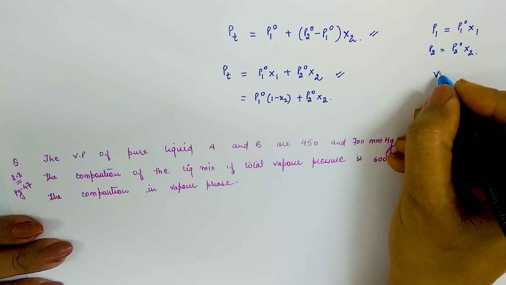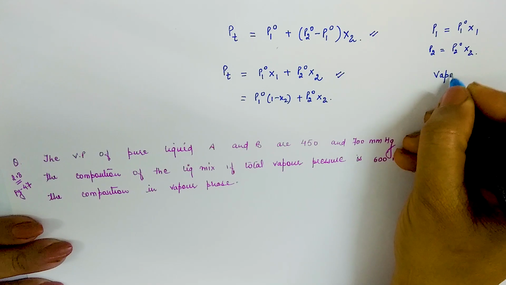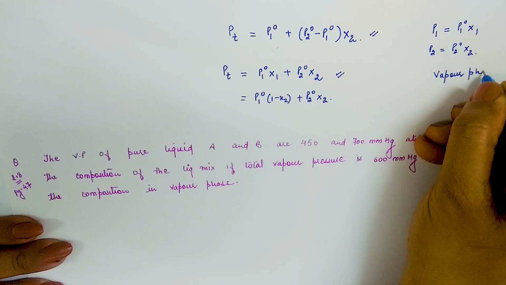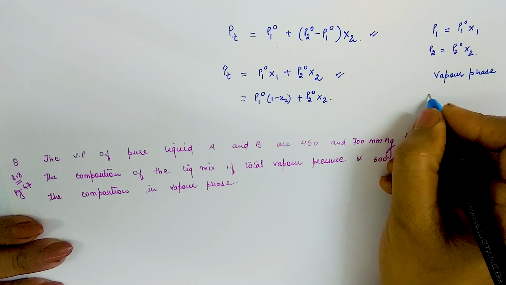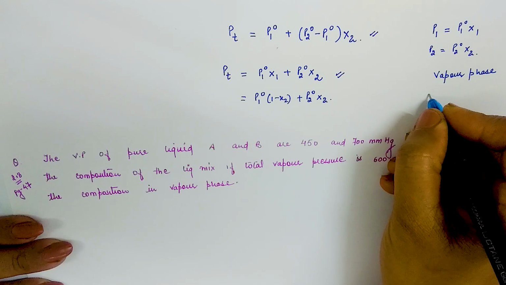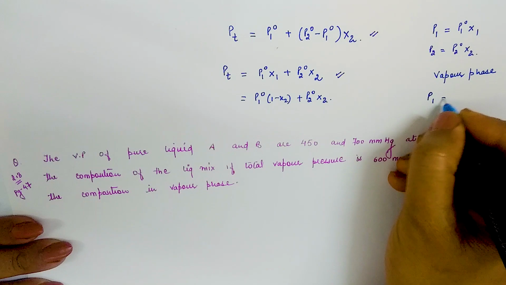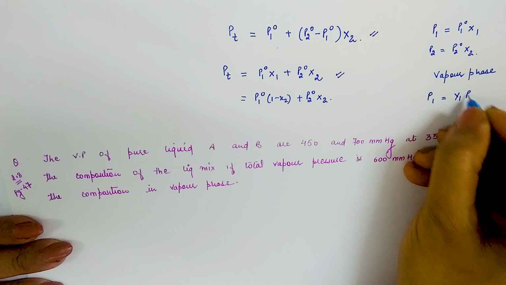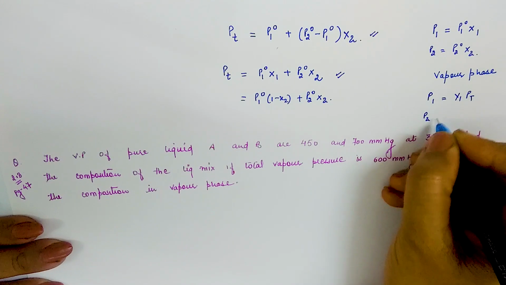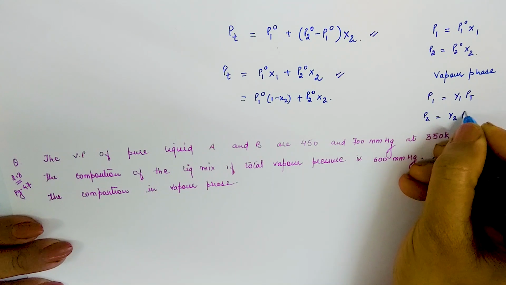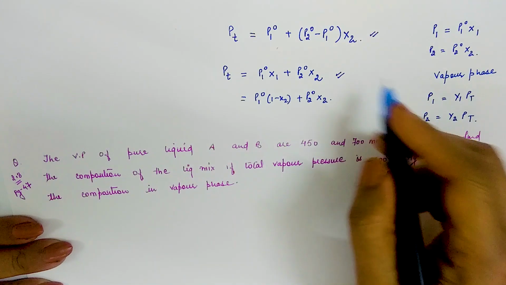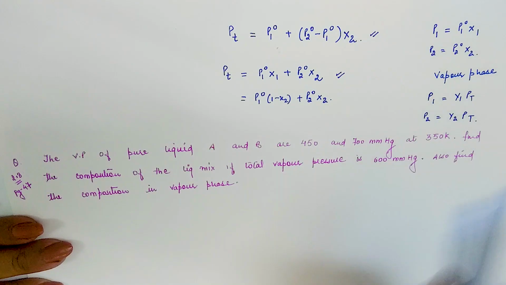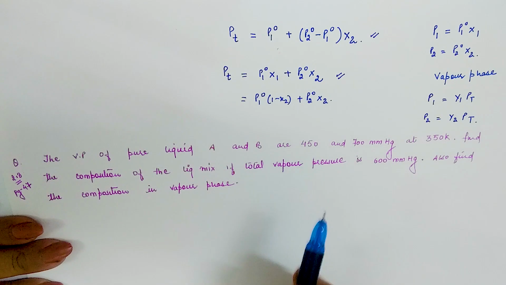And in the vapor phase, we have derived the equation where P1 is equal to Y1 P total and P2 is equal to Y2 P total. These formulas we'll use to solve the numericals based on Raoult's law.